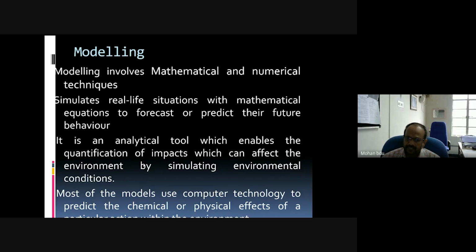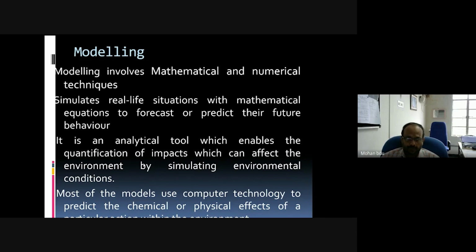It is an analytical tool which enables the quantification of impacts which can affect the environment by simulating the environmental conditions. As I mentioned, you get more quantitative information compared to the checklist and network methods. Here we can really figure out what sort of impact there is in terms of quantity.